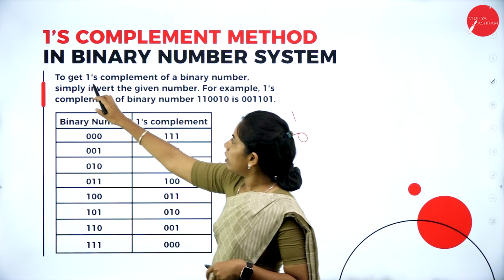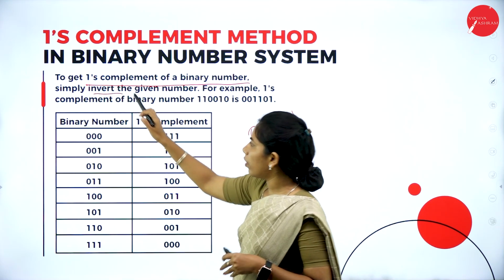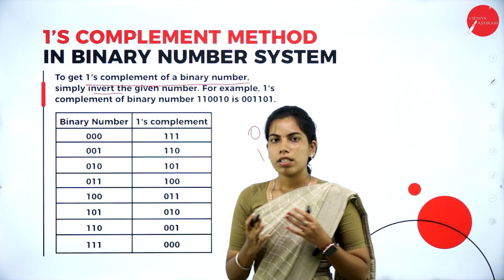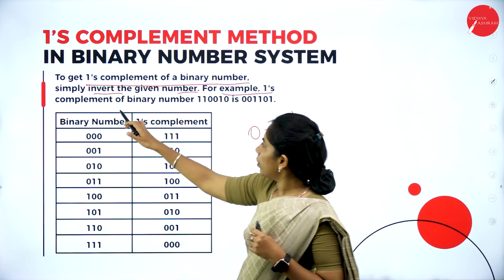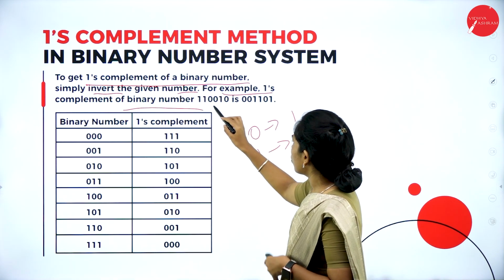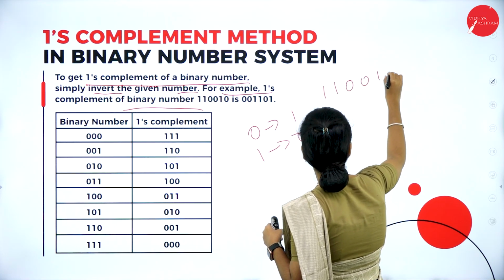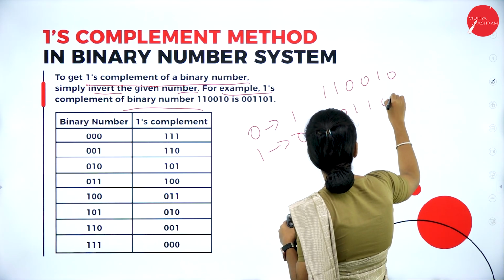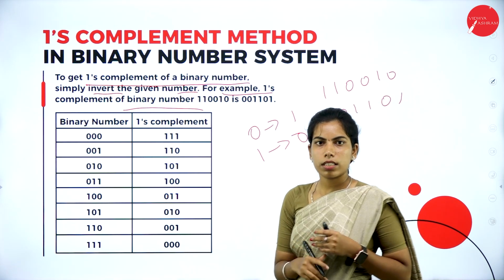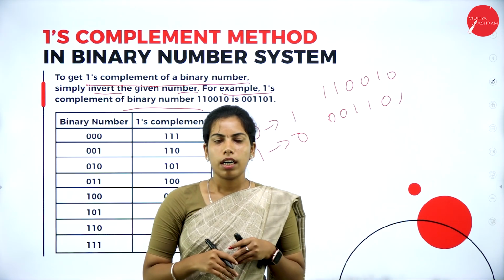So let's see the definition. To get the ones complement of a binary number, simply invert. Invert means convert 0 to 1, 1 to 0 in the given number. So for example, the ones complement of the binary number 1, 1, 0, 0, 1, 0. So what is the ones complement? This would be 0, 0, 1, 1, 0, 1. This is the result. Got it? So here you can see some more examples in a table.